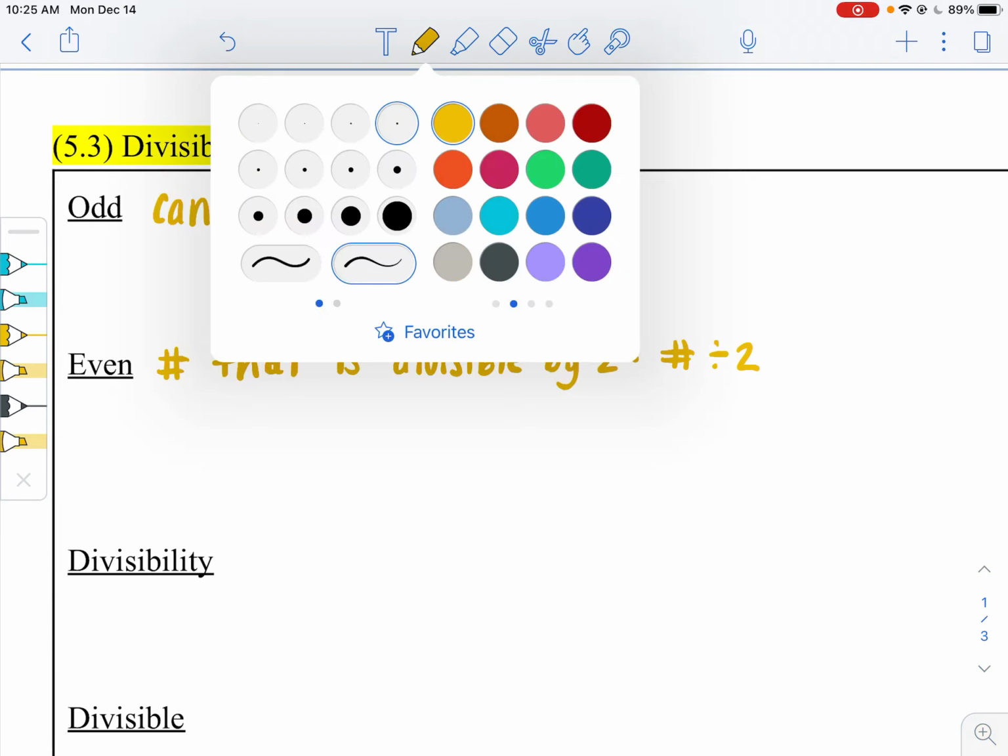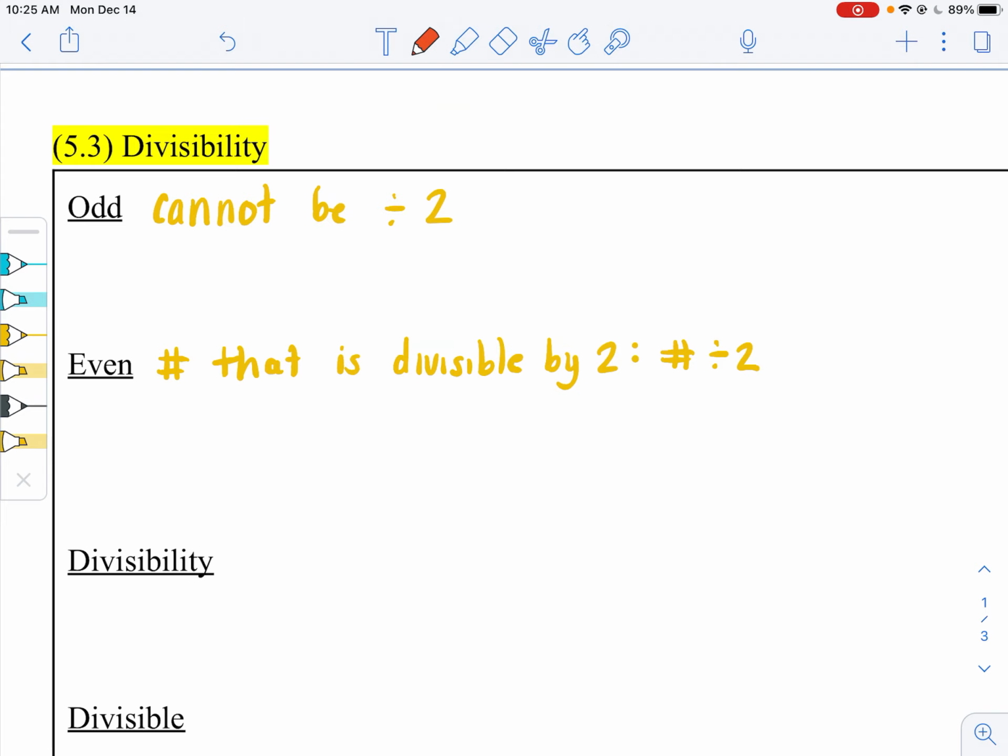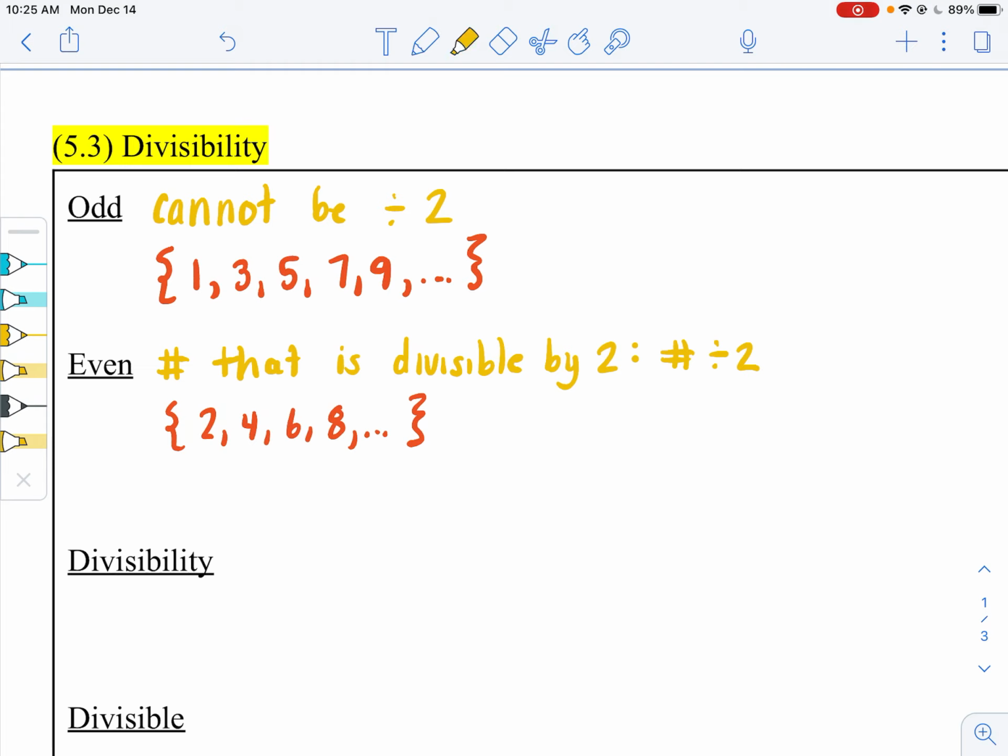Okay? So we can list some of our odd numbers. Our odd numbers start with 1, 3, 5, 7, 9, 11, 13, 15. Those are our odd numbers. And our even numbers begin with 2: 2, 4, 6, 8. Whenever I write a list of numbers, I always use these braces, the squiggly brackets. It indicates a list, okay?